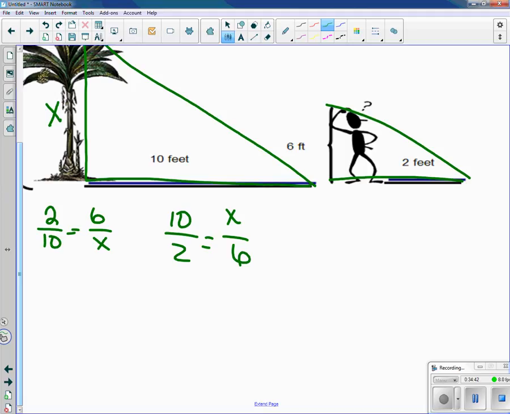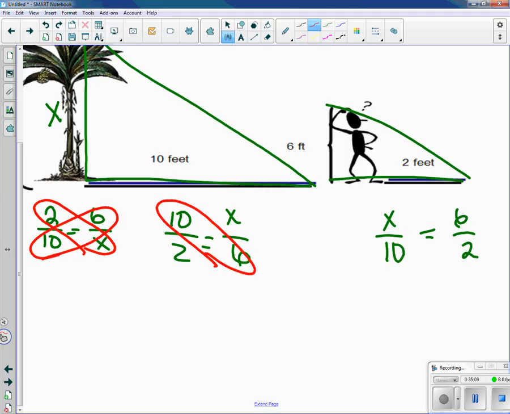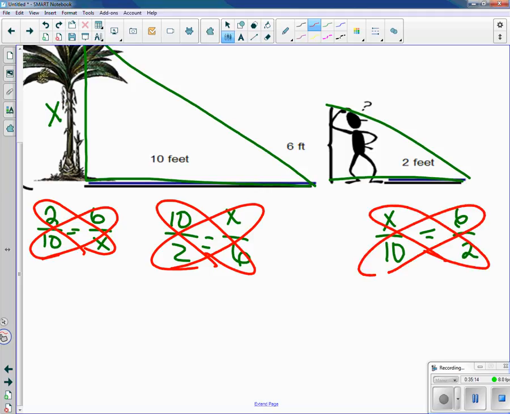Now, you could have done the comparison of the tree to the comparison of the person. You can't just swap. So you could have said x over 10 is equal to 6 over 2. Now, if you notice, when I cross multiply, no matter which one of these I use, I'm still multiplying the same two numbers together. Does everybody see that? Does anyone not see it? They're the same two numbers regardless.